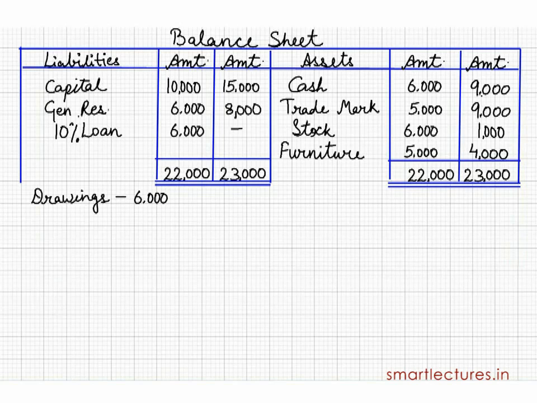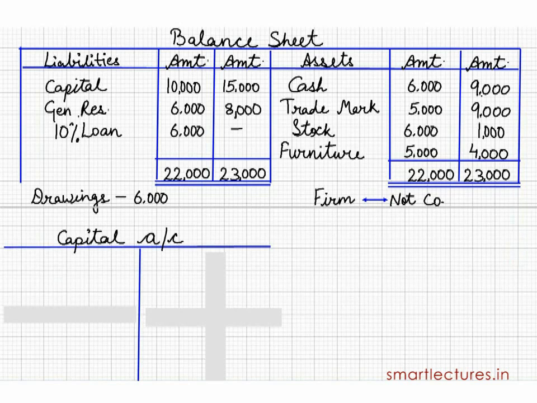Additional information: drawings for the year 6,000. There are drawings, so one thing is clear. These balance sheets belong to a firm, not a company, because in a joint stock company, drawings are not possible. Anyhow, first of all, you should prepare the capital account.